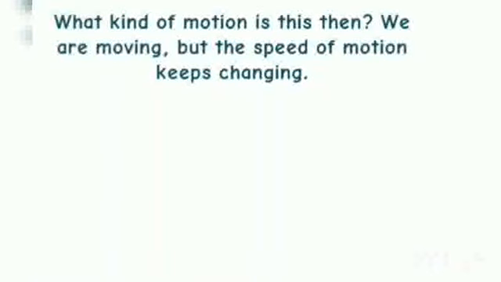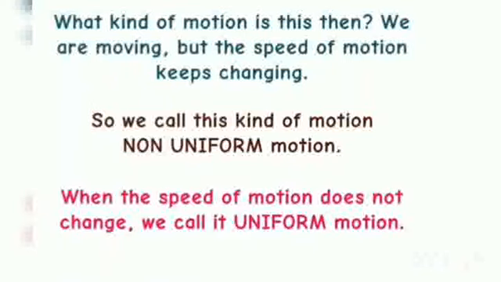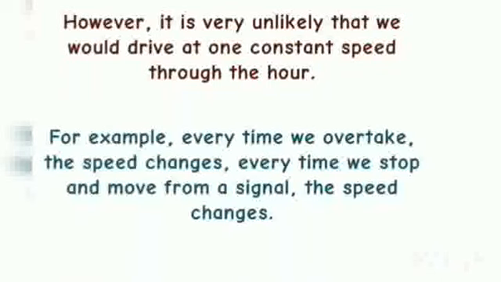What kind of motion is this then? When we are moving, but the speed of motion keeps changing, we call this kind of motion non-uniform motion. When the speed of a motion does not change, we call it uniform motion. However, it is very unlikely that we would drive at one constant speed through the hour.